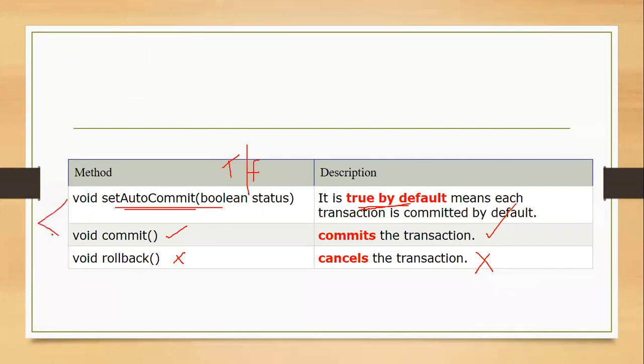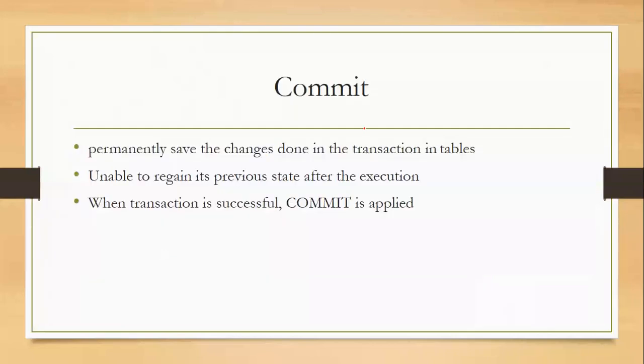Anyway, these are the only three methods in transaction management: one is auto commit, then commit, and then rollback. Now, I'll quickly go through commit. Commit means you are saving the changes in your table. You have done some changes in your table, like for example, you have deleted, inserted, or updated. If you give a commit command, all the changes have been saved in your table. Once you give a commit, you cannot go back to your previous state.